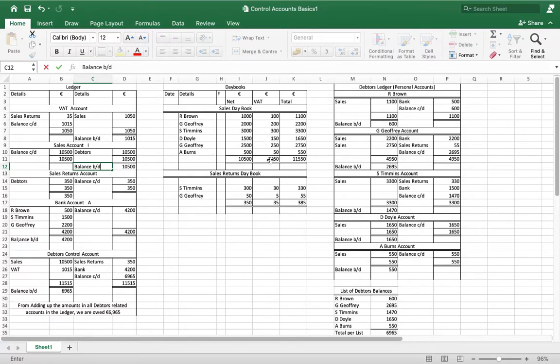So VAT has 10,050 for sales. So this is the extra money that I owe the government that I've collected from VAT. So that's a liability, so that goes in on the credit side. And then the sales returns on the debit side, this is the total of this here. This is the amount of refund I'm going to get. So I owe the tax man a liability, it's on the credit side because it's a liability of 1015.